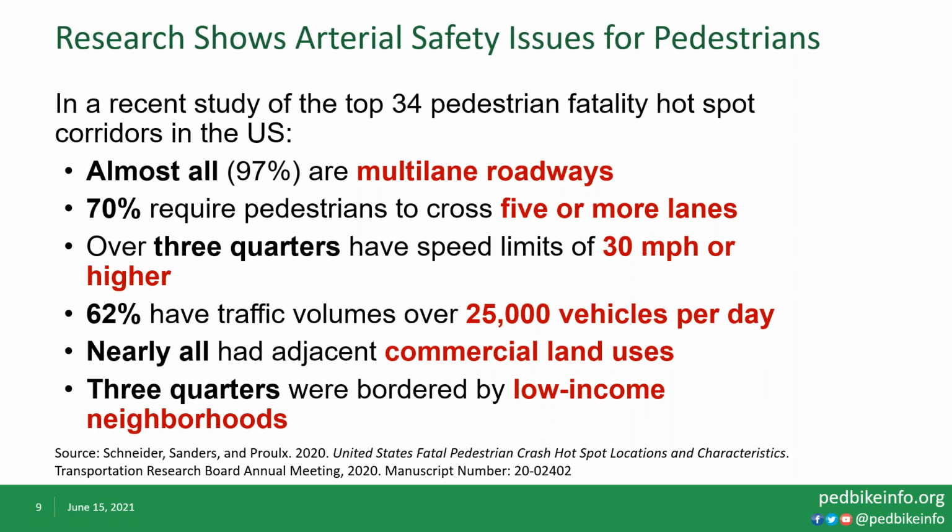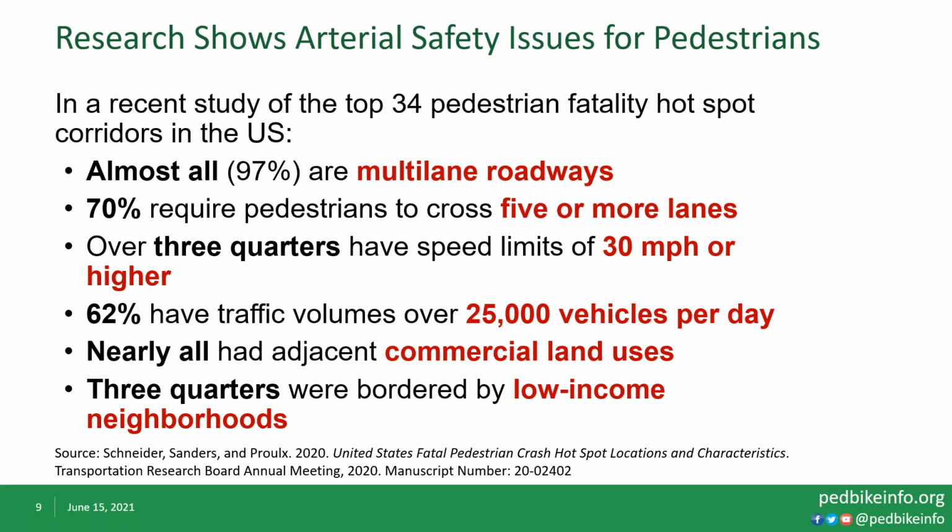Over 3/4 have speed limits of 30 miles per hour or higher. 62% of them had traffic volumes over 25,000 vehicles per day. Nearly all had commercial land uses on them, and 3/4 were bordered by low-income neighborhoods.